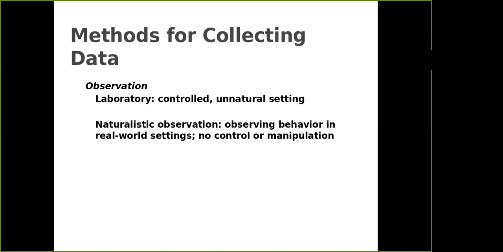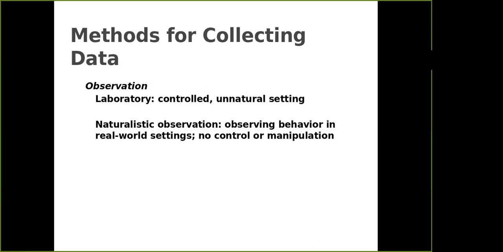So the two broad categories that are important in child development are observational methods and naturalistic observation. So we can observe in a controlled laboratory, or we can observe out in a natural setting. Both of those have strengths and they both have drawbacks.